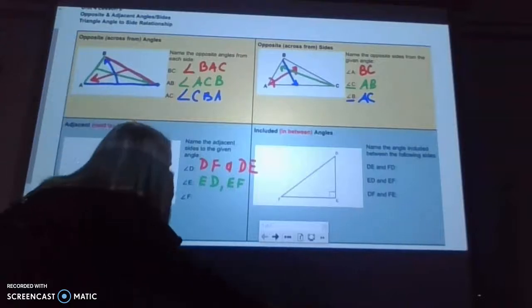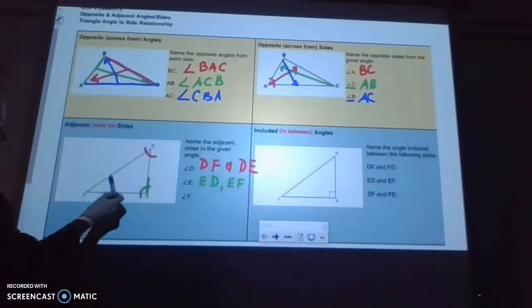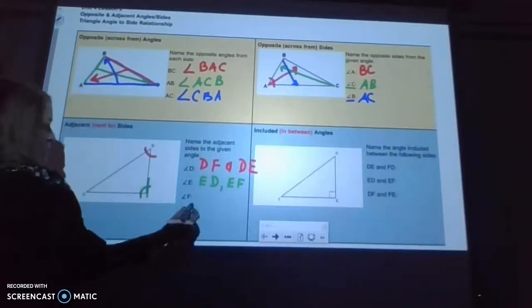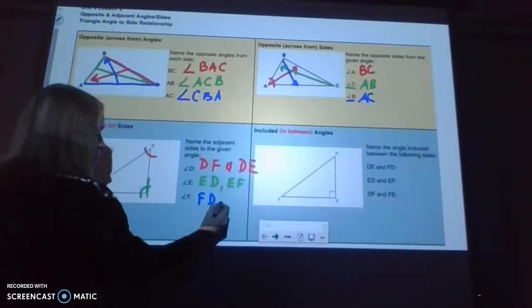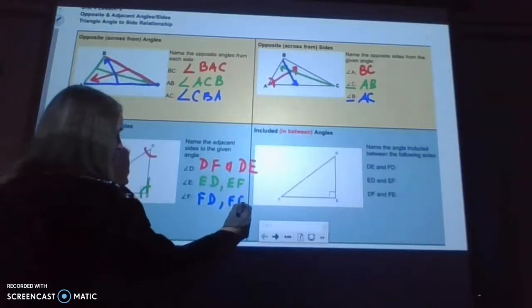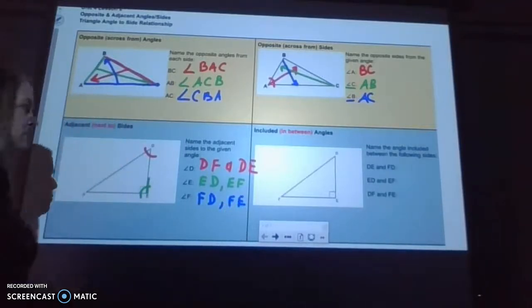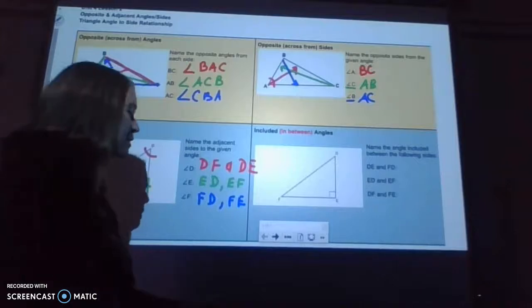Okay, and then we have angle F. So we want these 2 sides. So FD and FE. Because I know F has to be the end point for each of them. Right. Very good. You're doing such a great job.